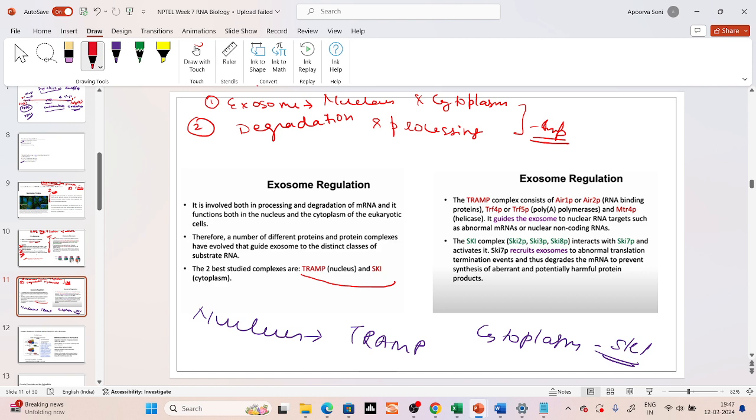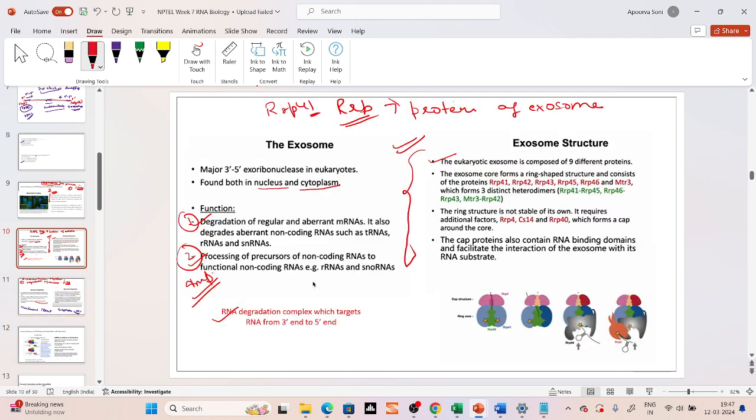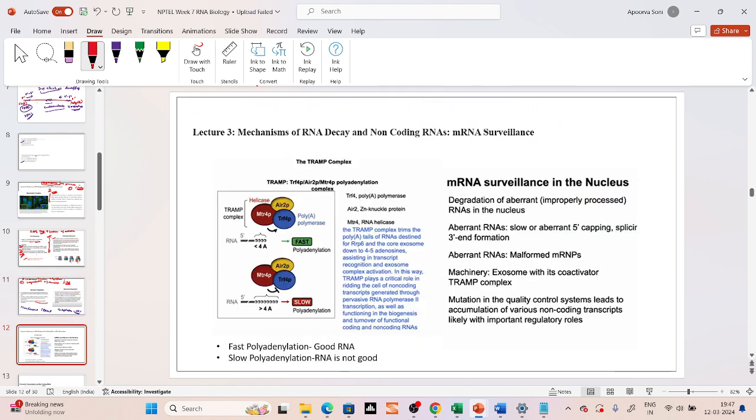Important thing to understand is that the TRAMP complex is responsible in the nucleus and the SKI complex is responsible in the cytoplasm. Okay. Now we'll come to lecture number 3, which is actually the continuation of what we are studying just now. So now we'll see how the TRAMP complex does its work.